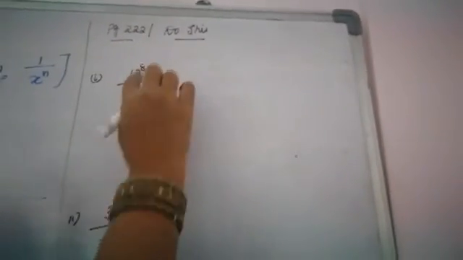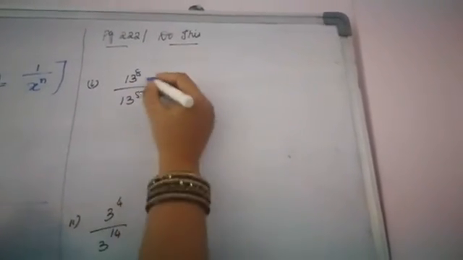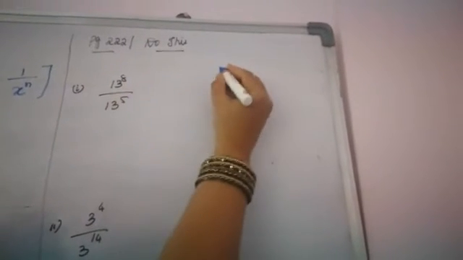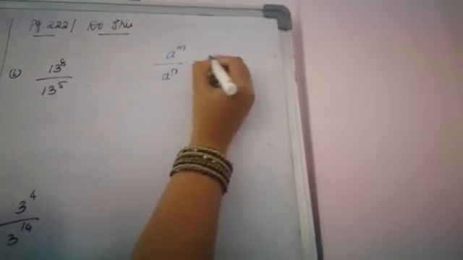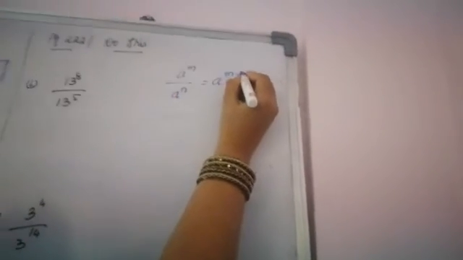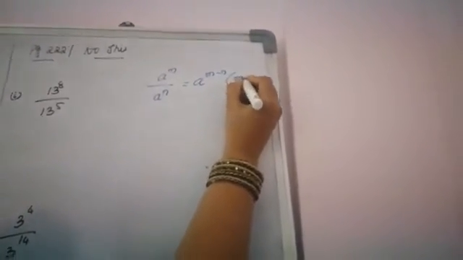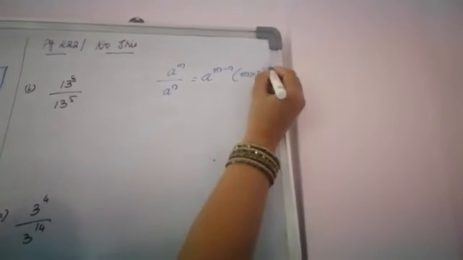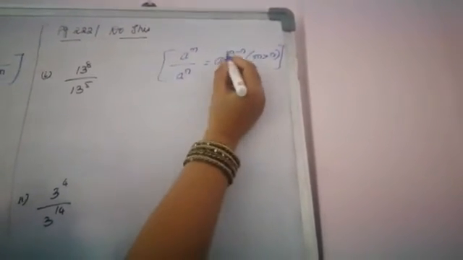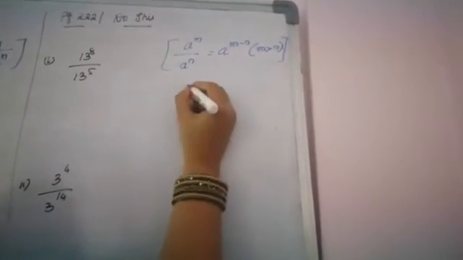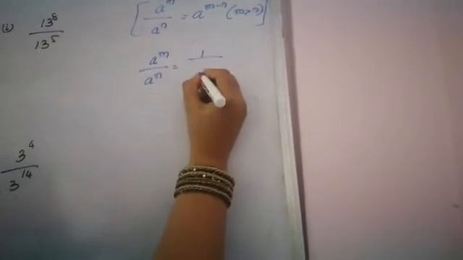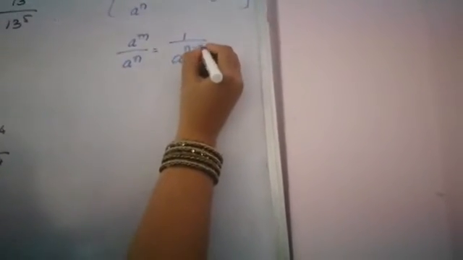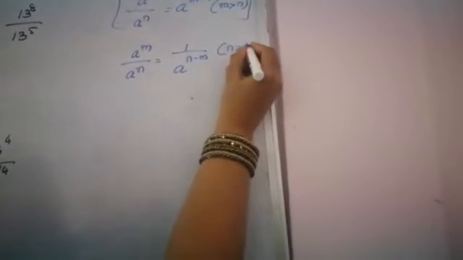Now fourth law, see that 13 to the power of 8, 13 to the power of 5. Bases are same, powers are different. a to the power of m by a to the power of n is equal to a to the power of m minus n when m is greater than n. When m is greater than n, the formula becomes a to the power of m minus n. When n is greater than m, a to the power of m by a to the power of n is equal to 1 by a to the power of n minus m.